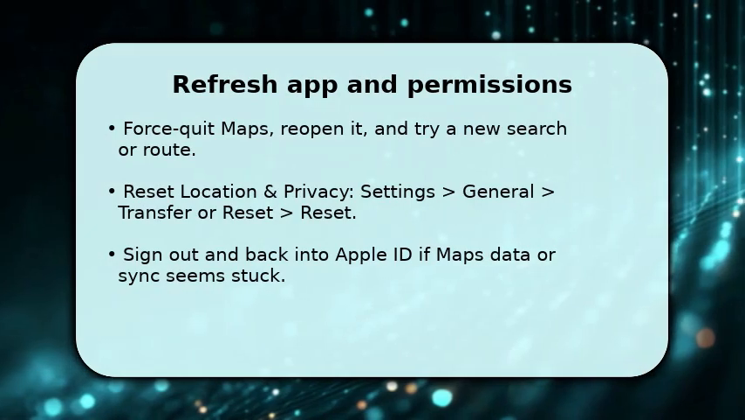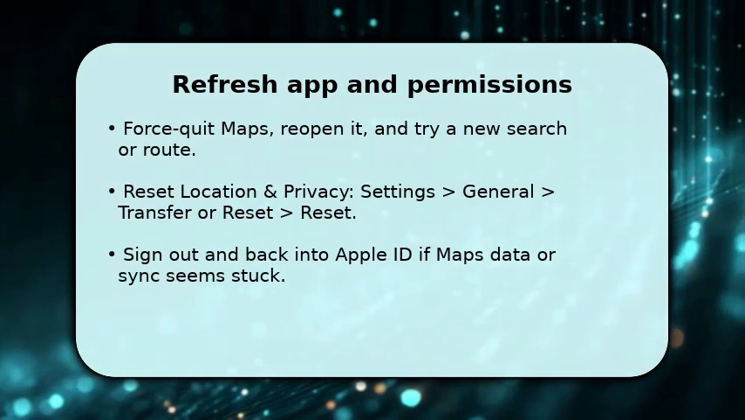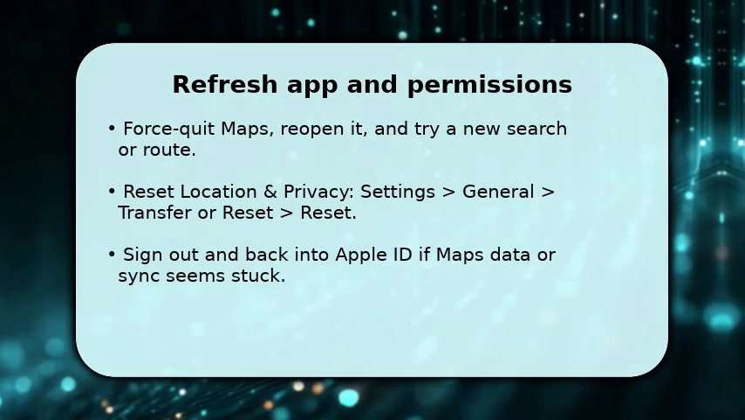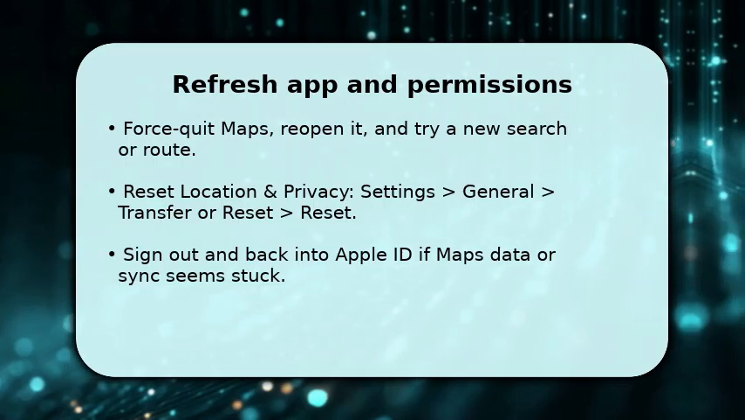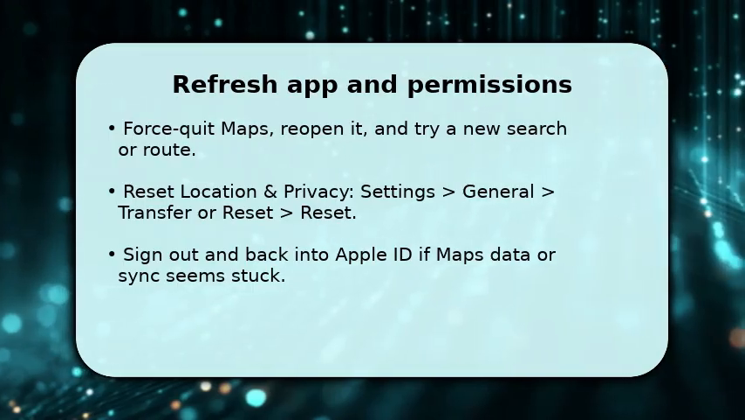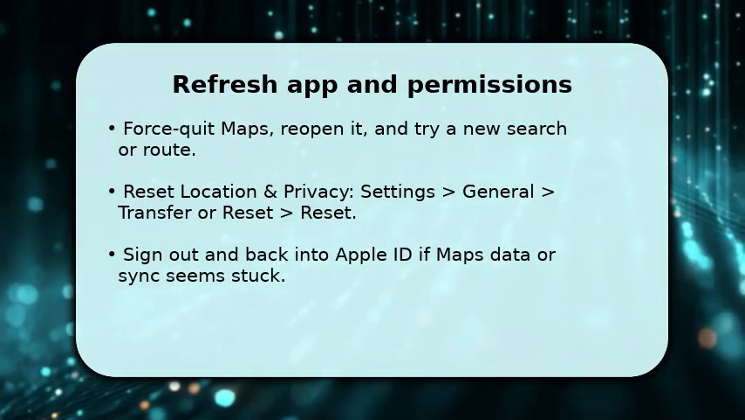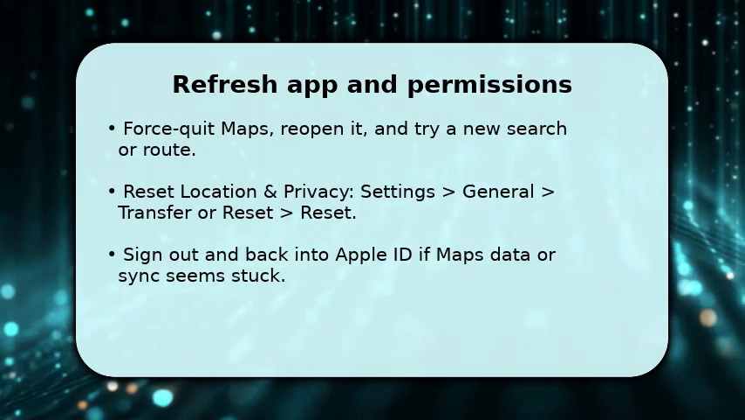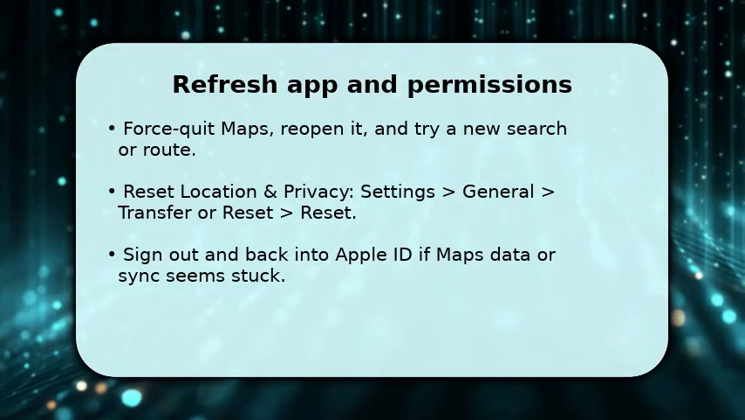Next, refresh app state and permissions. Force quit Maps by swiping it up from the app switcher, then reopen and perform a fresh search. This clears temporary cache. If problems persist, reset location and privacy in Settings, General, Transfer or Reset. This restores permissions and can correct bad location tokens. Once reset, reopen Maps and allow permissions when prompted.